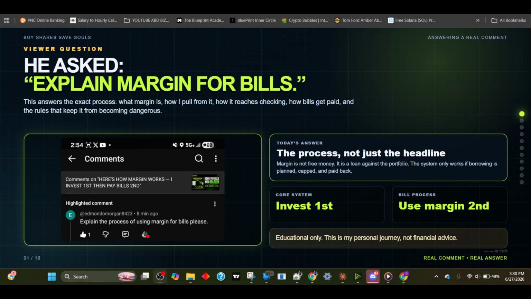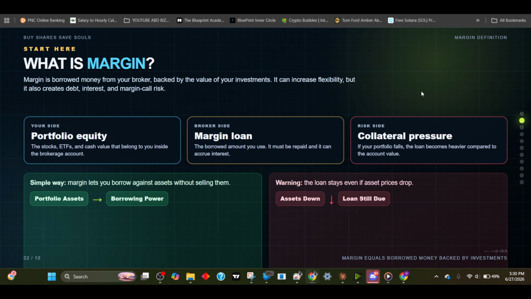The core system is invest first. The bill process is to use margin second, okay? Again, what is margin? Margin is borrowed money from your broker, backed by the value of your investments. It can increase flexibility, but it also creates debt, interest, and margin call risk. So on my side, the portfolio equity is the stocks. It's actually what my holdings are, the ETFs and the cash value of those assets.